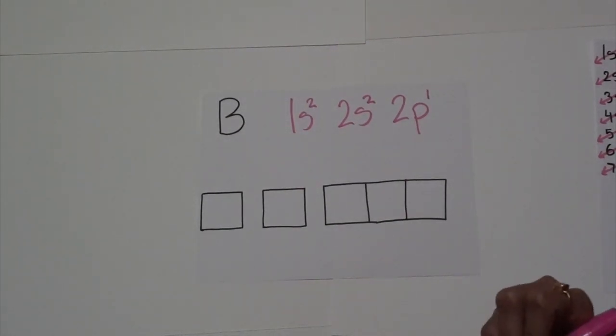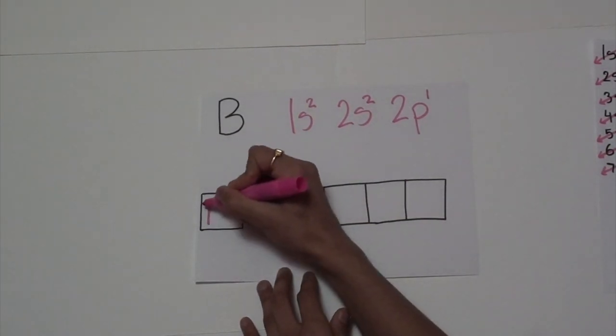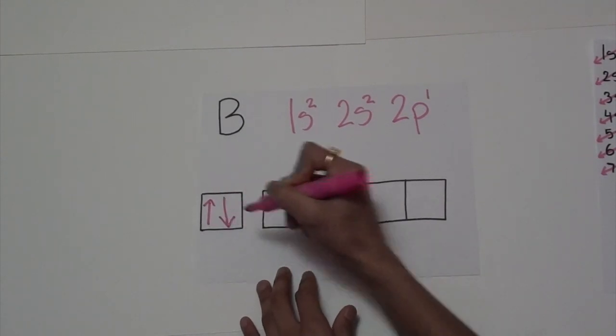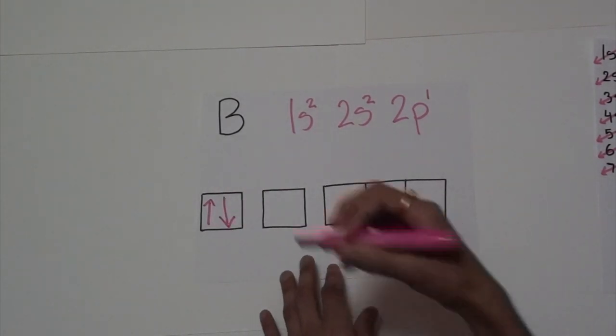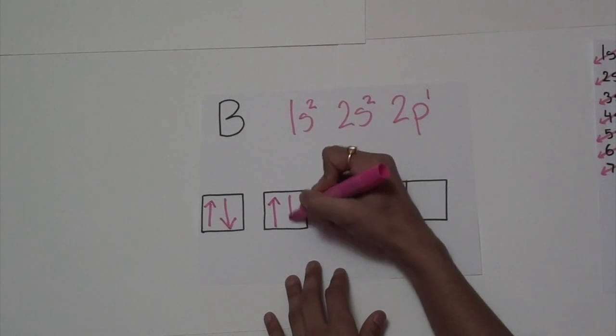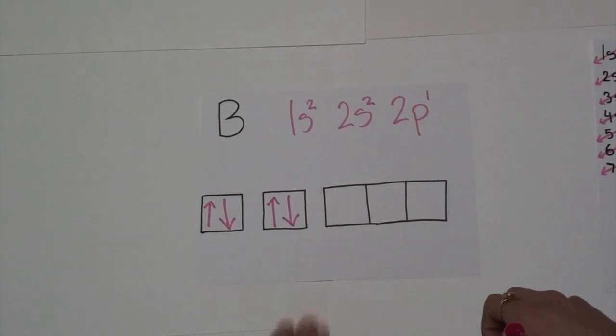So you start off by doing the same process. One arrow pointing up, one arrow pointing down. That's 2 electrons in total. One arrow pointing up, one arrow pointing down. Now you have 4 electrons.